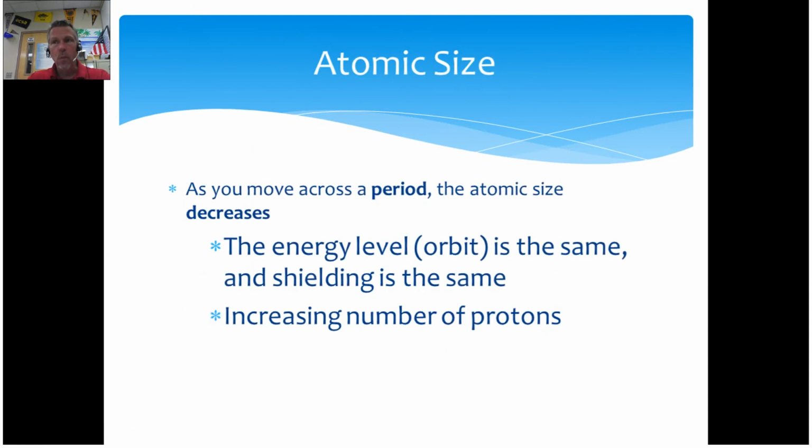Okay, that's the vertical component. What about the horizontal component? As you move across a period, so if you move from the left side of the table to the right side of the table, the atomic size decreases.